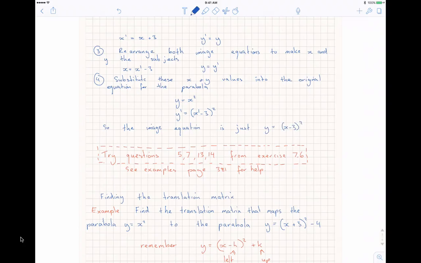Have a go now at questions 5, 7, 13 and 14 from exercise 7.6. There are some more examples on page 381 for help if you need.